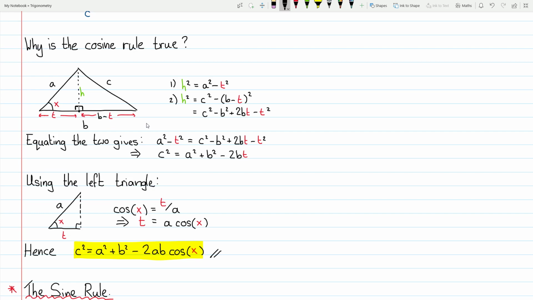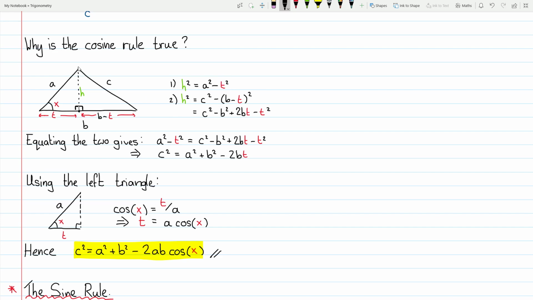And the method we're going to use to justify the cosine rule is just to play around. That's how most maths is discovered. You just play around and these identities pop out. And the way I'm going to play around is I'm going to use the Pythagorean theorem on this left triangle. So that gives us h squared plus t squared equals a squared, or if you subtract t squared from both sides, we get h squared equals a squared minus t squared.